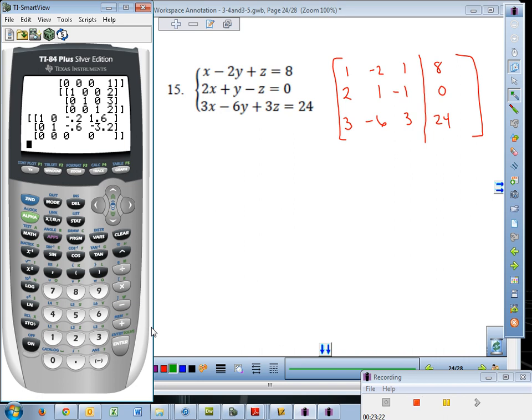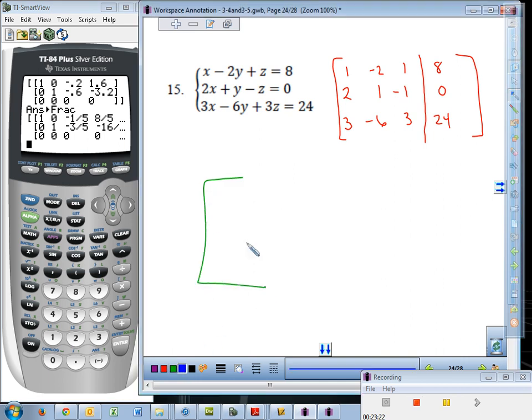Your calculator can change any decimal into a fraction just like that by hitting this. Math, enter, enter. If you hit the math button, then hit enter, and then hit enter, it will change that into fractions for you. Math, enter, enter.